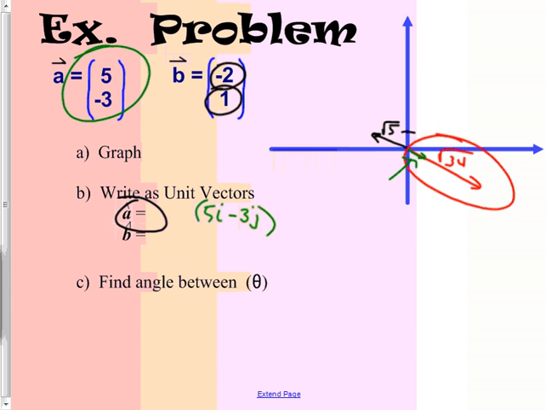So, not divide by, multiply by 1 over square root of 34. That is the unit vector. Done. That's it. You're going to multiply by 1 over. You can't divide vectors, you don't divide vectors.